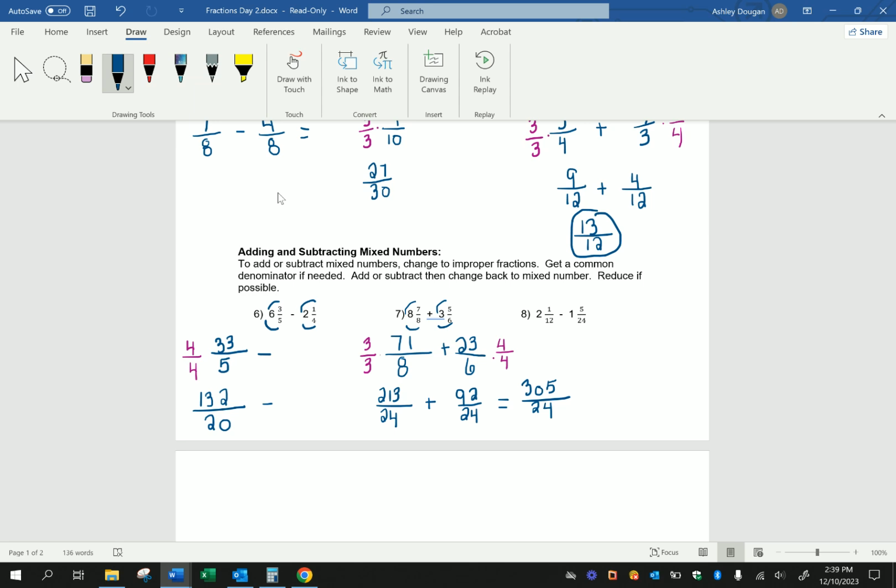Now this is where I'm going to change this back to a mixed number because I started with mixed numbers, so I want my answer to be in a mixed number. And I do that by long division. How many times will 24 go into 30? It will go into 30 one time. 24 times 1 is 24. 30 minus 24 is 6. And then I need to bring down my 5.